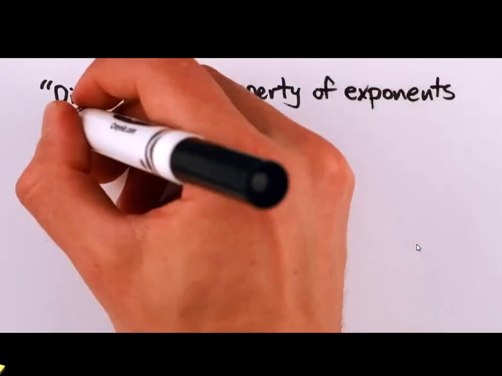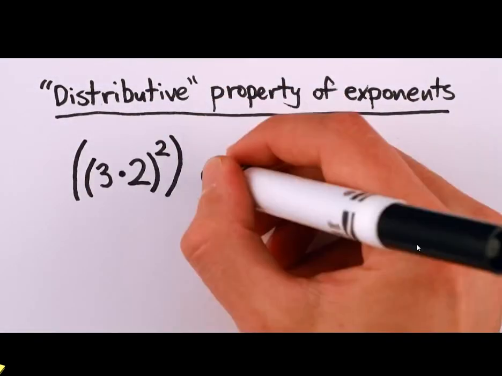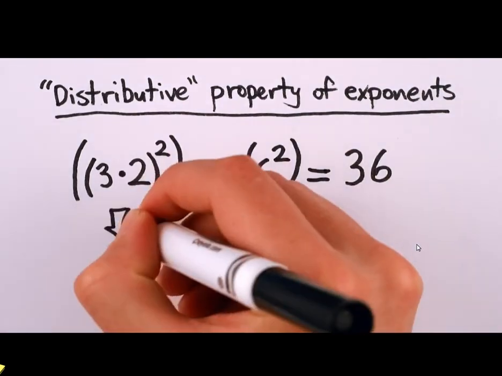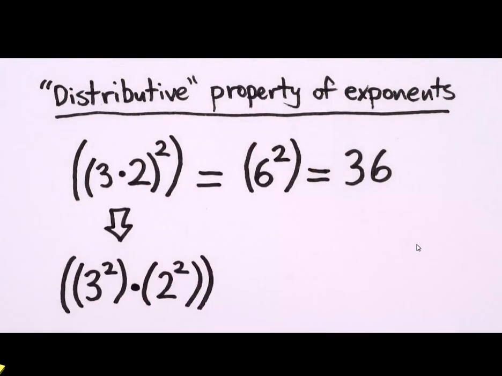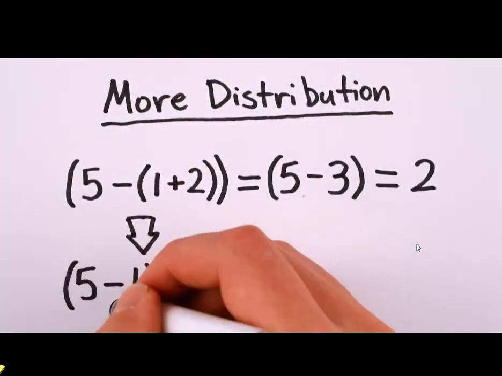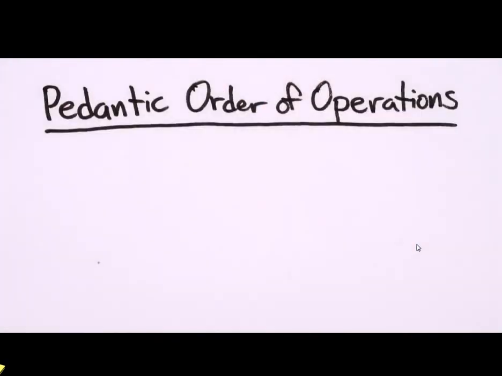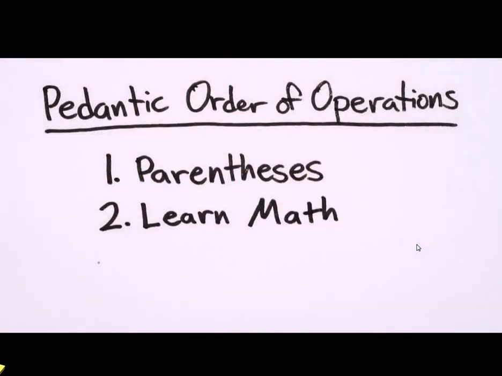The same rearranging can be done for exponentiation and multiplication. 3 times 2 all squared, or 6 squared equals 36, is the same as 3 squared times 2 squared, 36. It even works for addition and subtraction. 5 minus 1 plus 2 is 5 plus 2 minus 1. So the true order of operations is this. Use parentheses and learn what exponentiation, multiplication, addition, and the rest are really doing. Then you can proceed however you want.